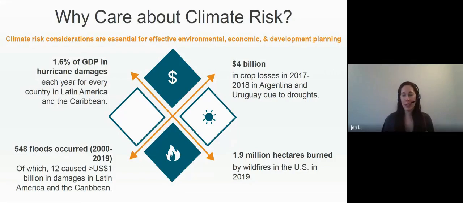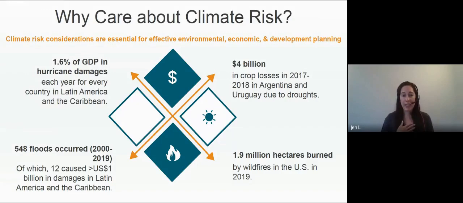So what can we say about climate risk, especially in Latin America and the Caribbean? You can probably tell me even more about it, but just to put some numbers on it, each year in Latin America and the Caribbean, we see about a 1.6% hit to GDP because of hurricane damages. That's significant. To me, that is a really great reason that we need to be considering climate risk in the way that we put forth our development planning. In just Argentina and Uruguay, in 2017 to 2018, they had $4 billion in crop losses due to drought. So here we're putting it in the context of food security as well as economic loss.